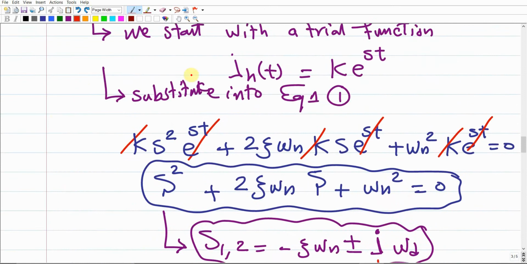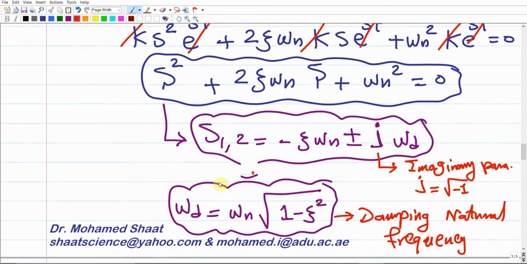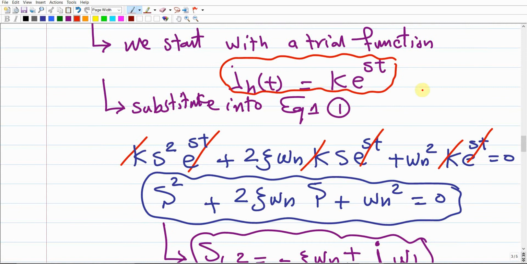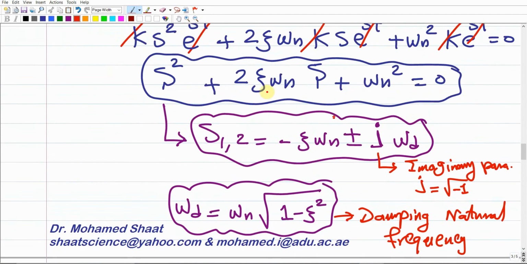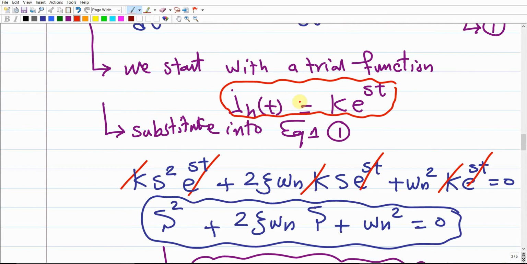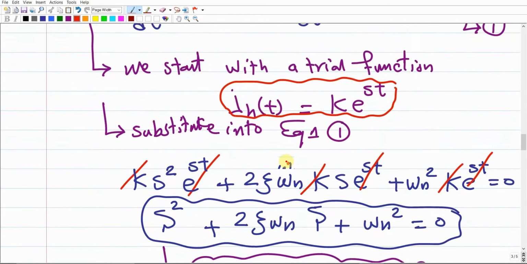If we plug these roots into the expression that we assumed for the homogeneous i, we can find the solution. To find the solution, you should find K, which is just a constant that can be obtained using initial conditions. But the key issue here is how to find s. We end up with these two roots. If we plug them in here, we end up with two terms for i_h, the homogeneous part, which represents the transient behavior of this electrical circuit.